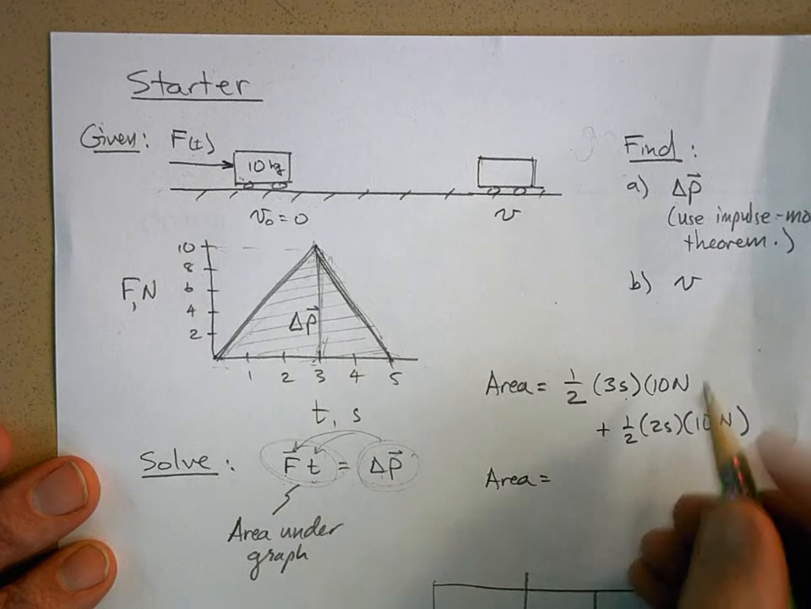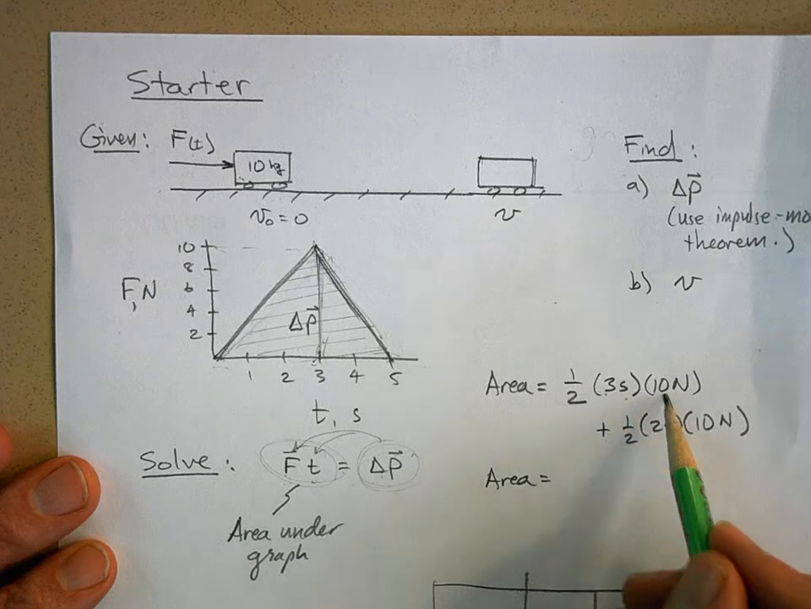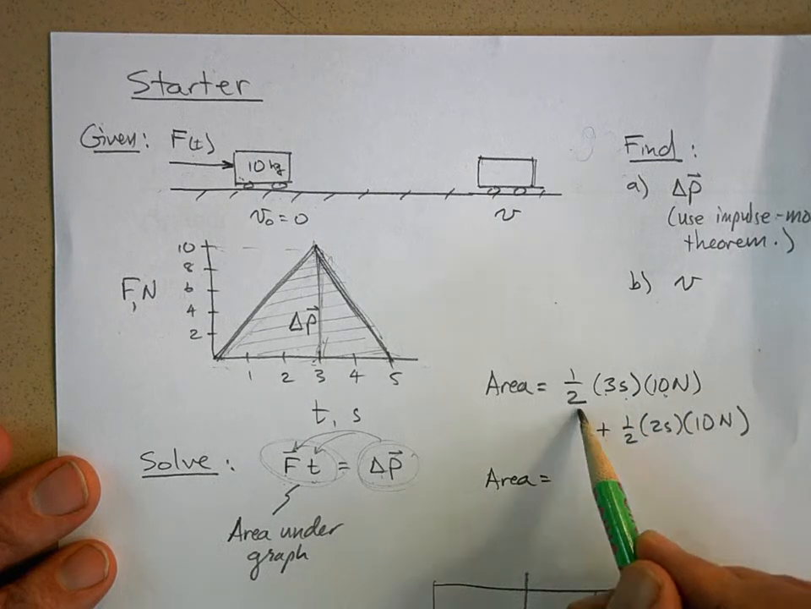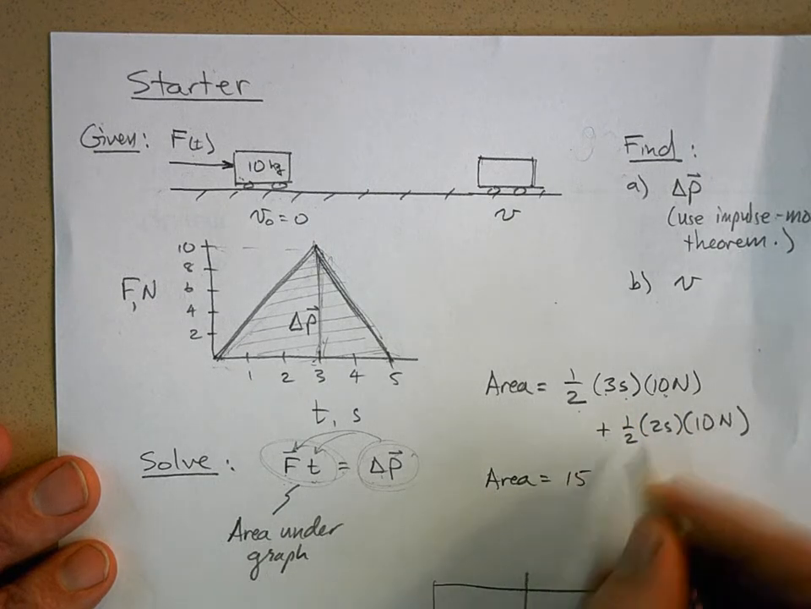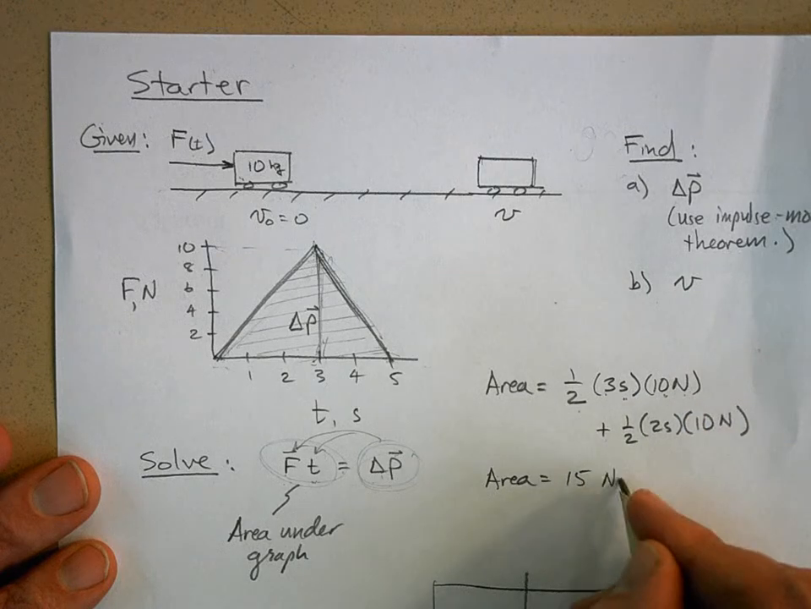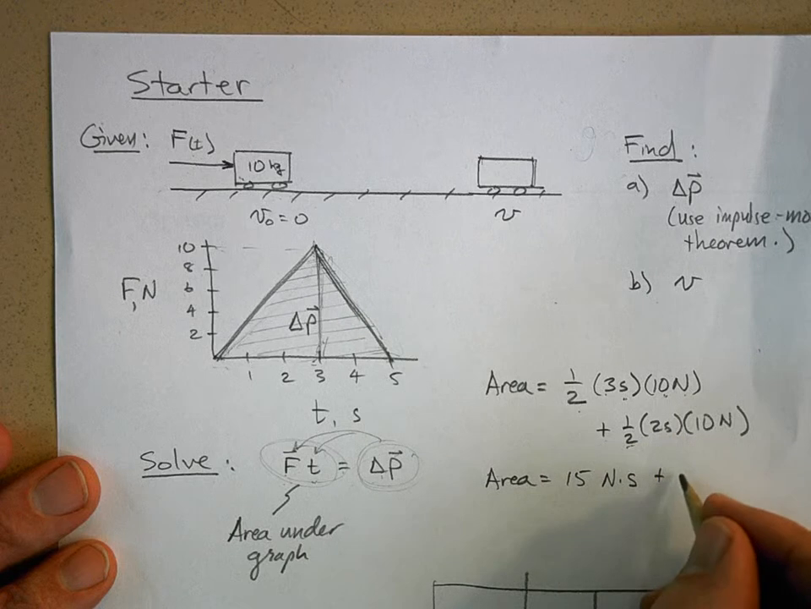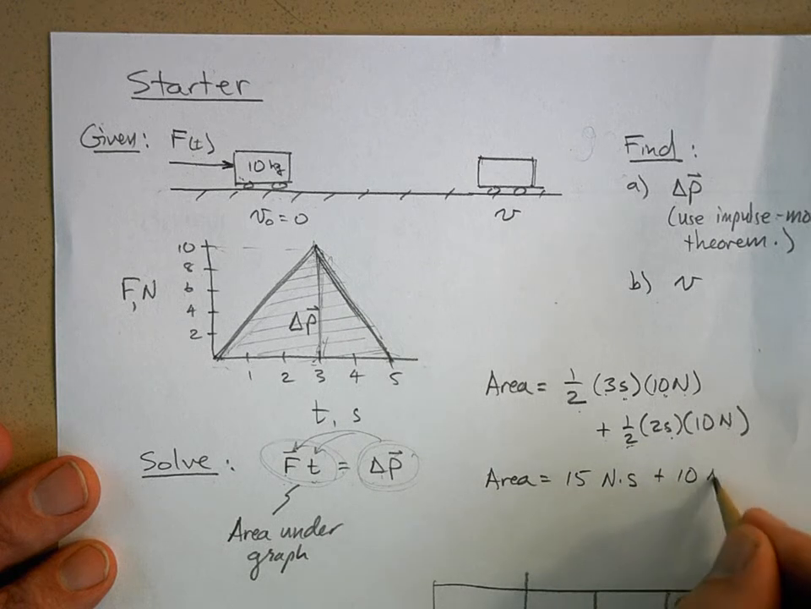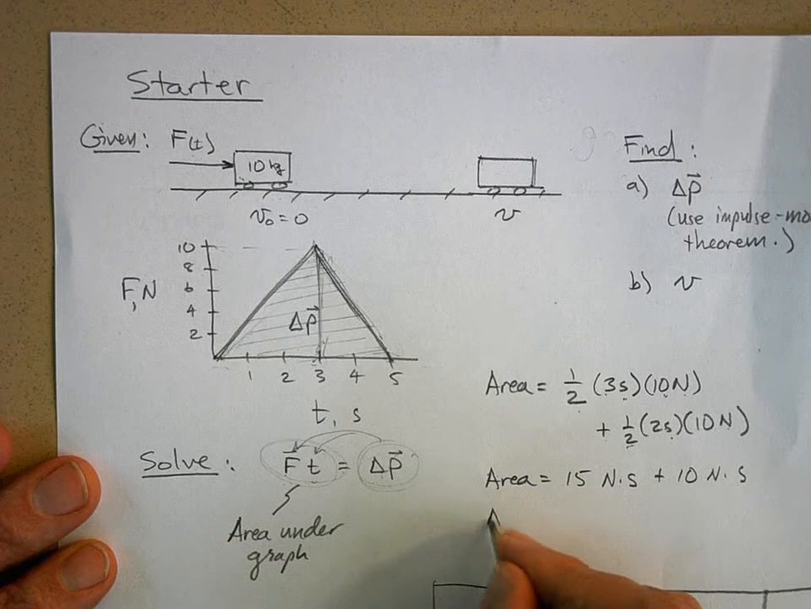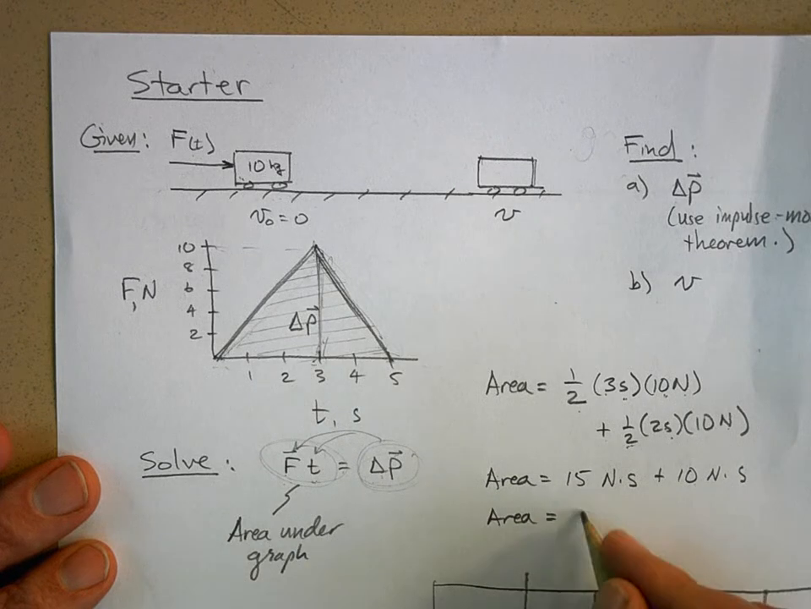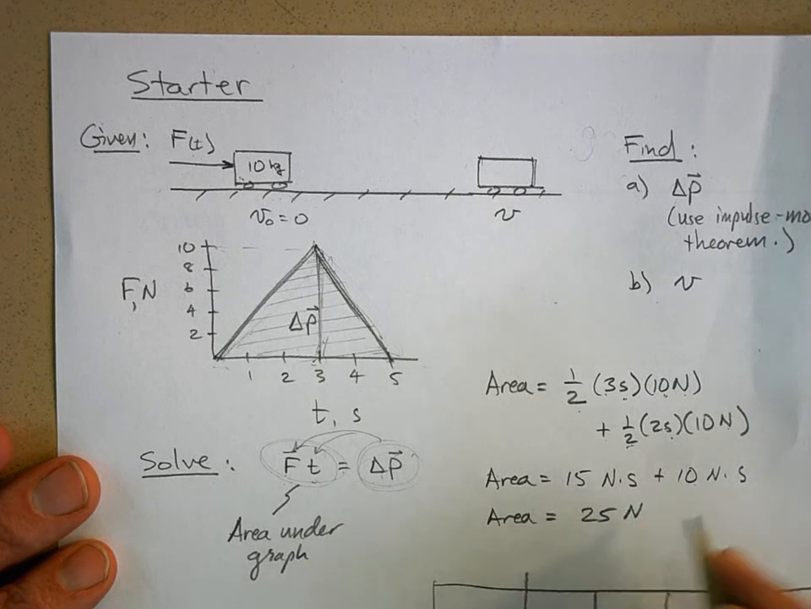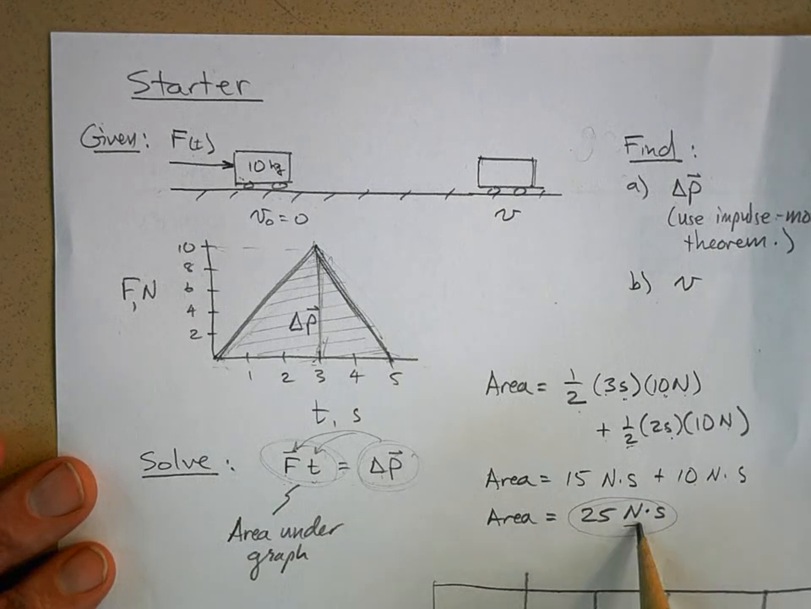So the area underneath here is, let's see, 3 times 10 is 30, divided by 2 is 15, and we have newtons times seconds. Plus, the 1/2 cancels the 2, we have 10 newtons times seconds. So the area underneath here is 25 newton seconds. Now this is an impulse. This is a product of force times time, and you get newton seconds.